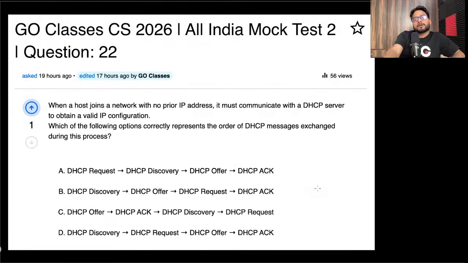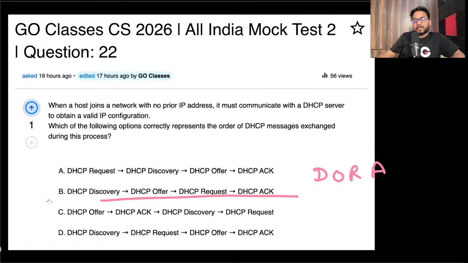Great. Now let's see this question. This question is again related to computer networks. Here they are asking about the functioning of DHCP, right? DHCP means Dynamic Host Configuration Protocol. It is one of the protocols to get the IP address. It follows a standard rule which is called DORA, which means discovery, offer, request, and acknowledge.